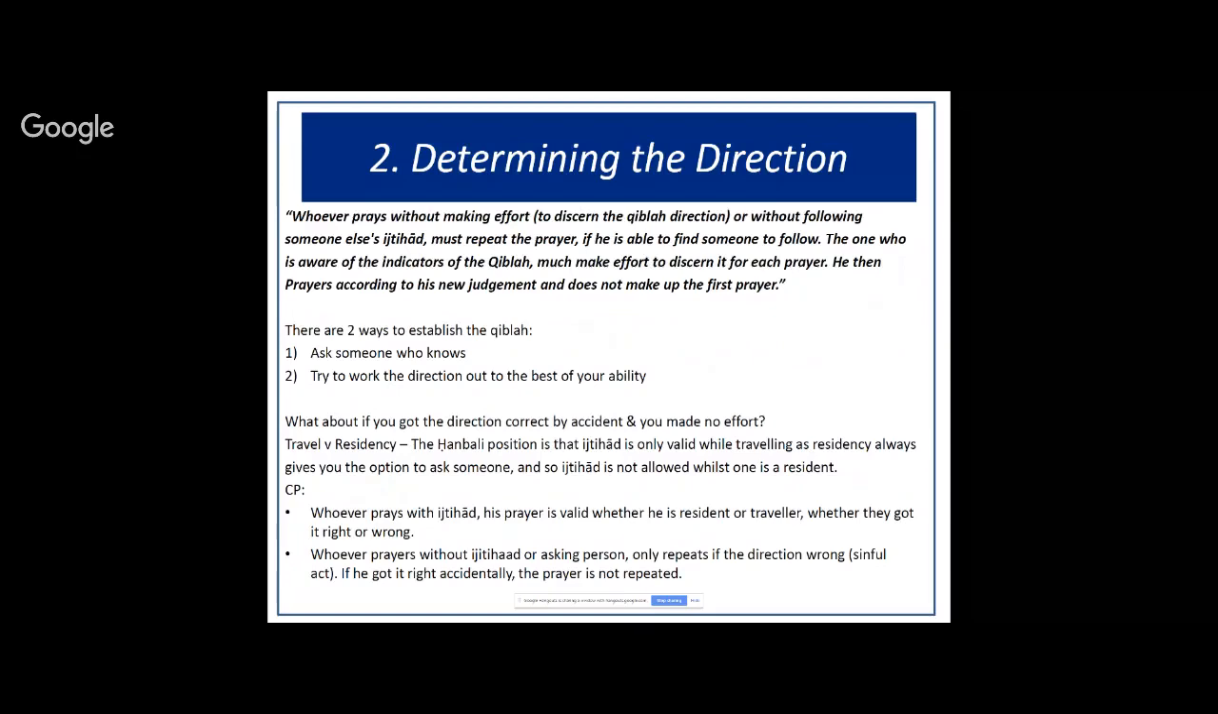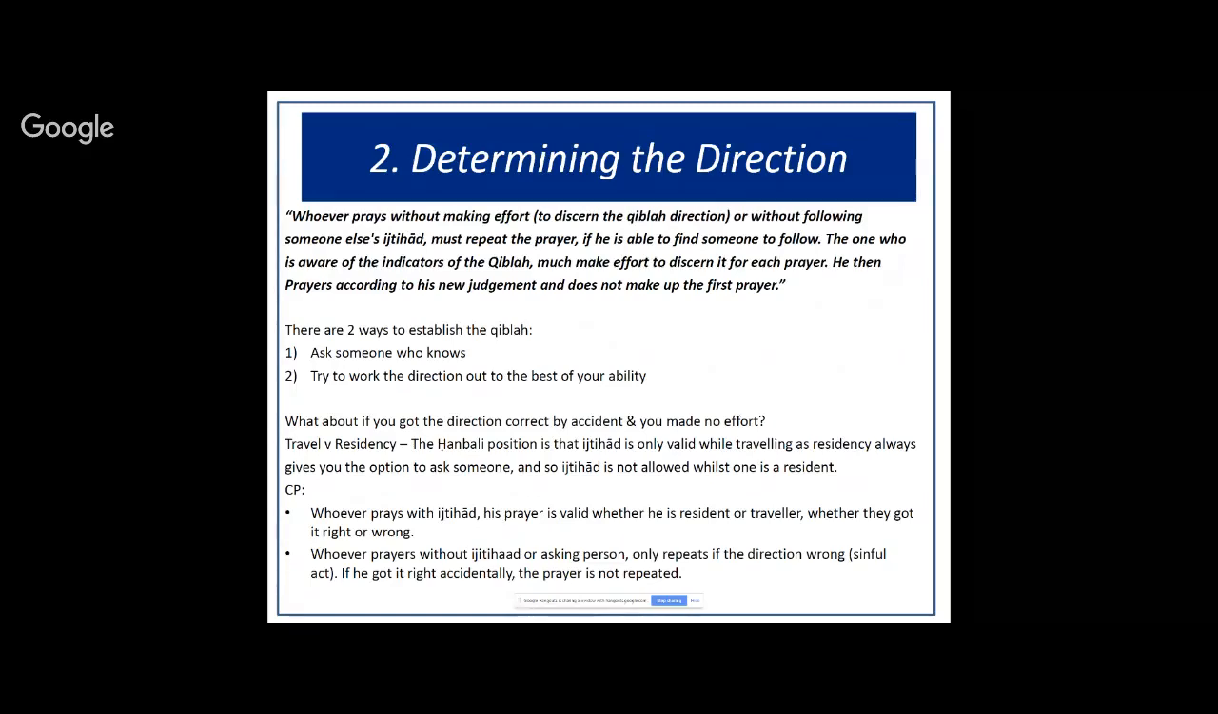So what it's saying is, the Hanbali position is that if you had the ability to ask someone, or you knew how to identify the qibla and you didn't make any effort, and then you prayed, then your prayer would be invalid. You would have to repeat the prayer. And that is certainly the class position. You made no effort, you know how to identify the qibla, and you also had the opportunity to ask someone who knows, and you didn't take advantage of either of those opportunities, then your prayer would be invalid. You'd have to make that prayer up again.